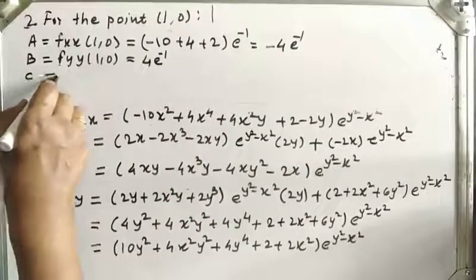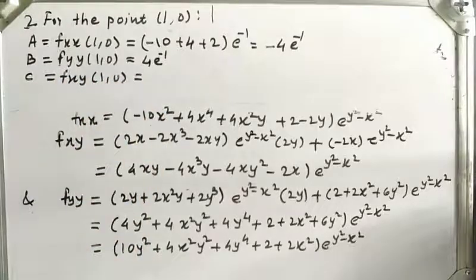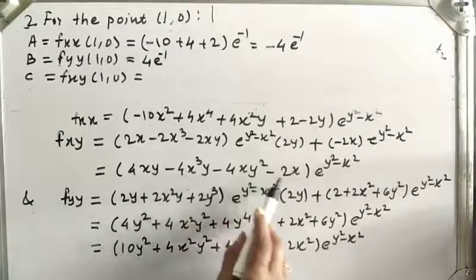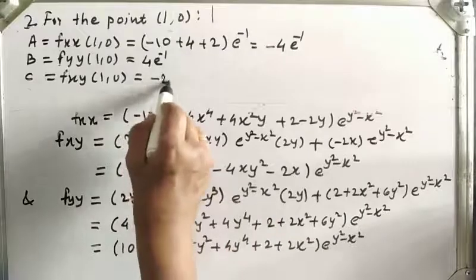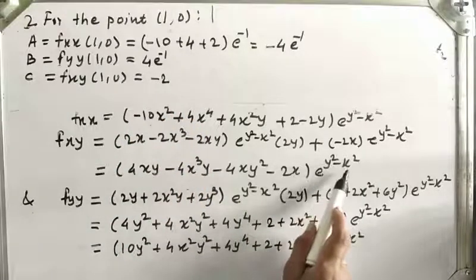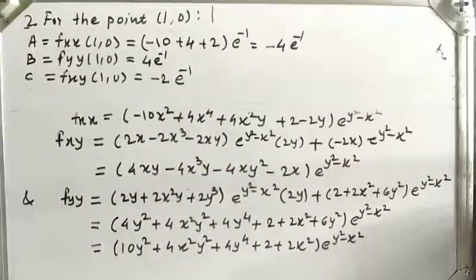Then C is equal to fxy at (1, 0). This is our fxy. Put y equal to 0, put x equal to 1. So minus 2 into e raised to 0 minus 1. That will be e raised to minus 1. Okay, so from this what do we get?